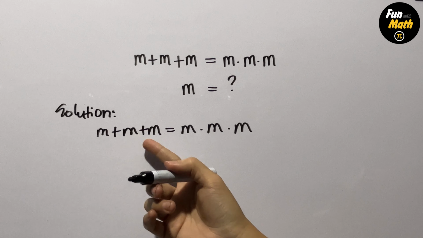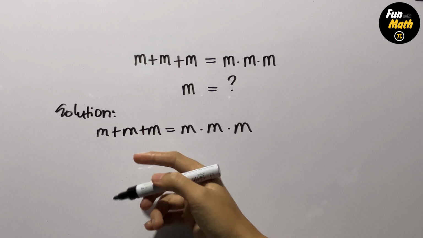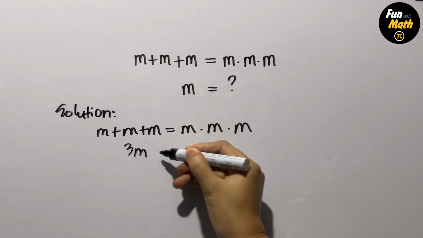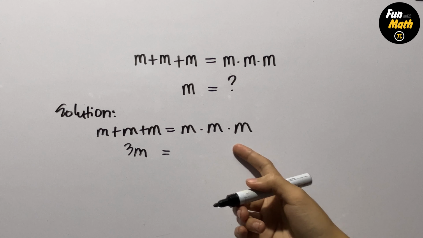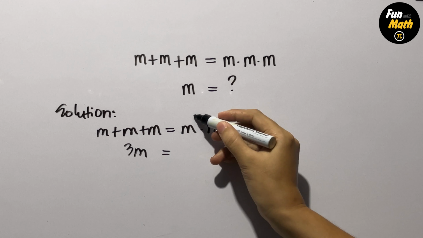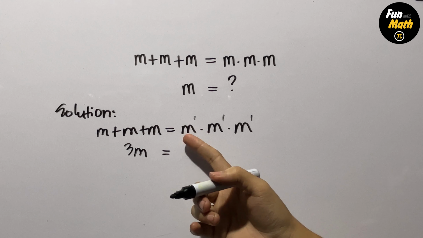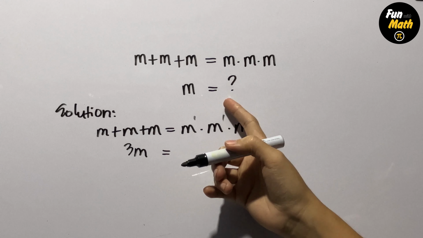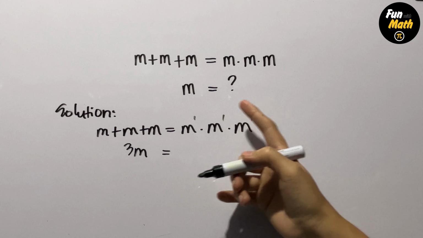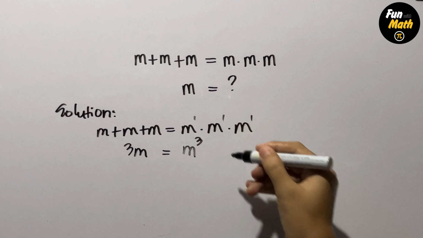Now, for the left side, we can add M plus M plus M, that is 3M, equals, on the right side, we know that there is a power of 1 here, and that is constant. So if we multiply, the power will be added. So 1 plus 1 plus 1, that is 3. So this is now m to the power of 3.